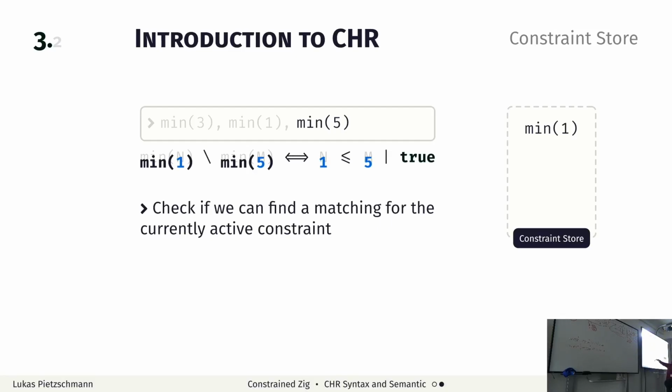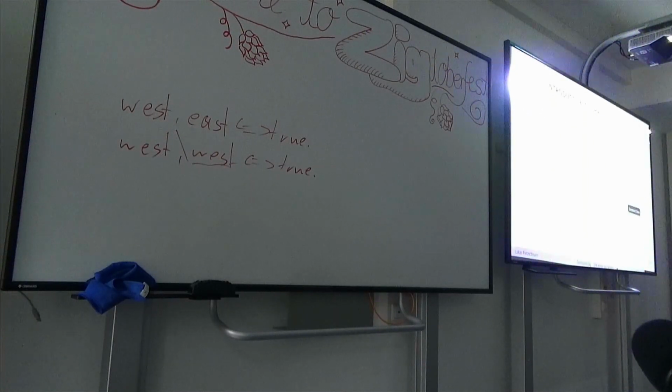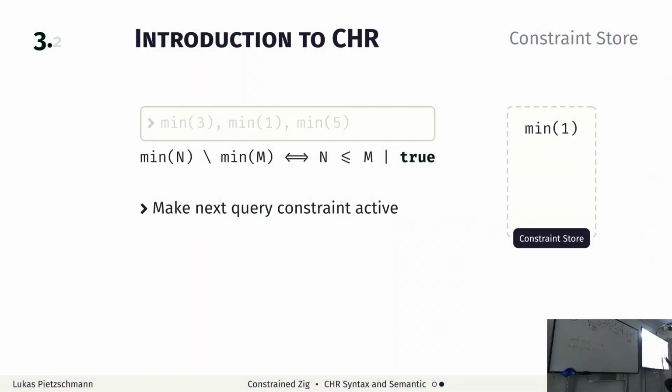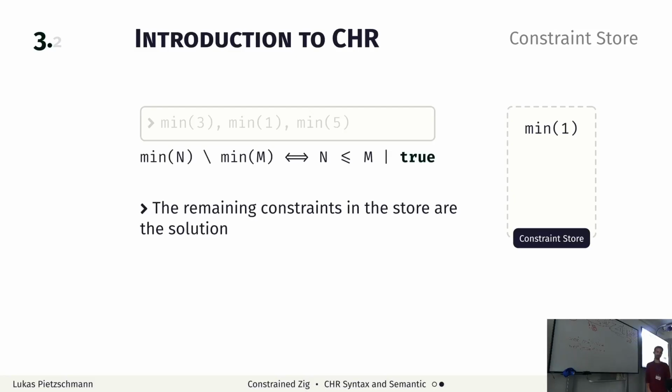And min1 gets added, but again, not much work since it's already in there, so nothing changes. Now our query is finished, so we have no more constraints to check for. Thus, we are finished with our whole computation, and what's left inside the constraint store is our final result, and we can see that 1 is indeed the minimum of 3, 1, and 5. Yeah, so I hope this made it a bit more clear how this computation works.